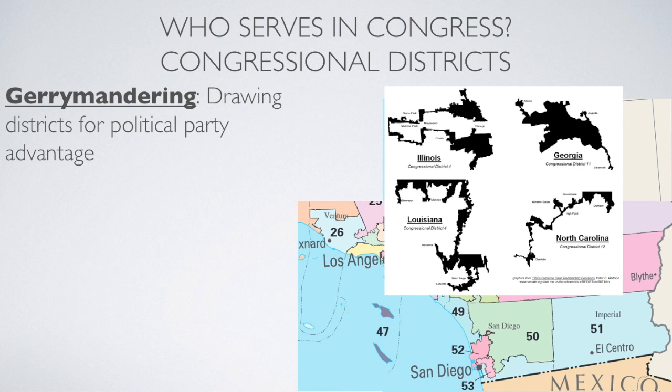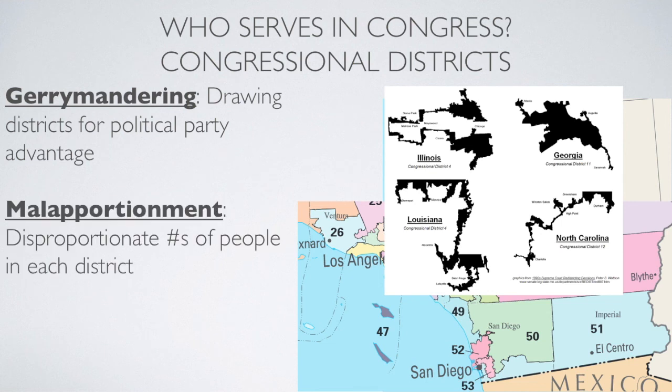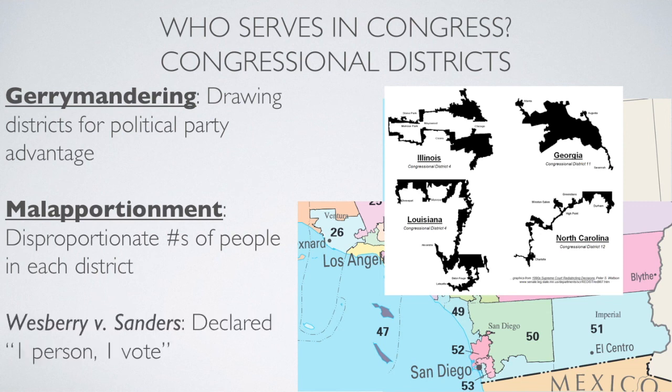Then there's malapportionment, disproportionate numbers of people in each district. It's not looked upon positively, but it happens. Westberry versus Sanders declared one person, one vote. So each district can't have a disproportionate number of votes; it has to be based on population. One person, one vote.